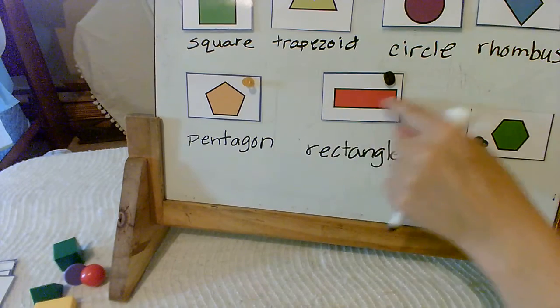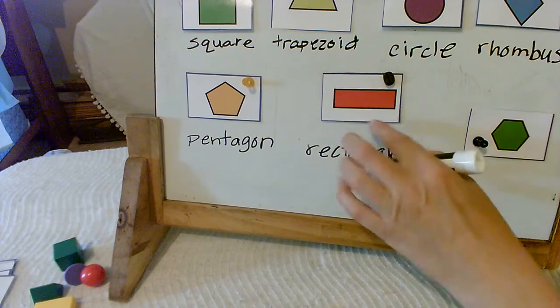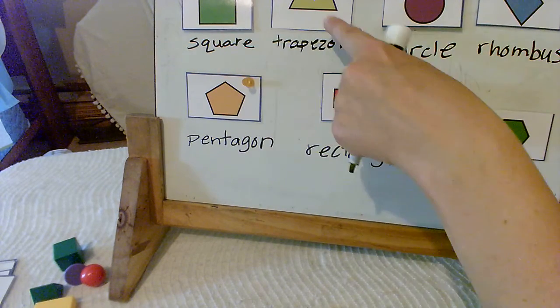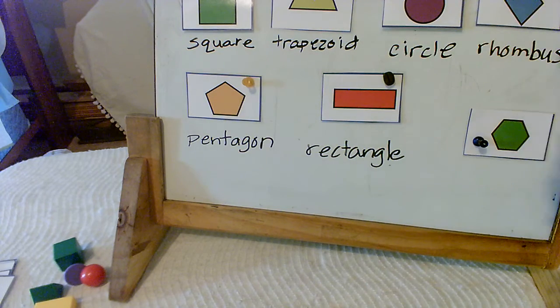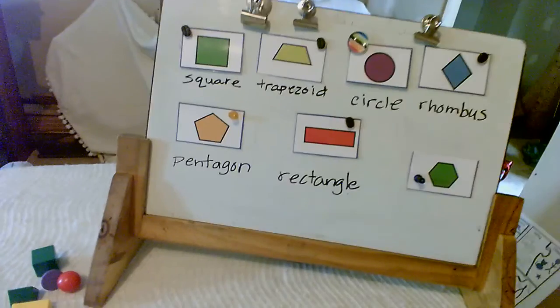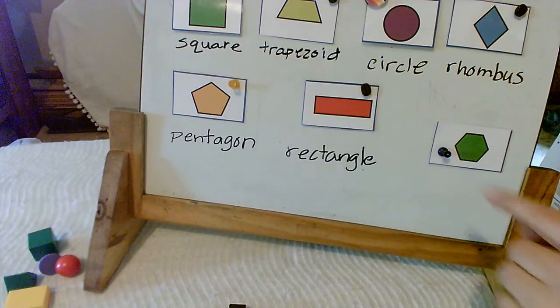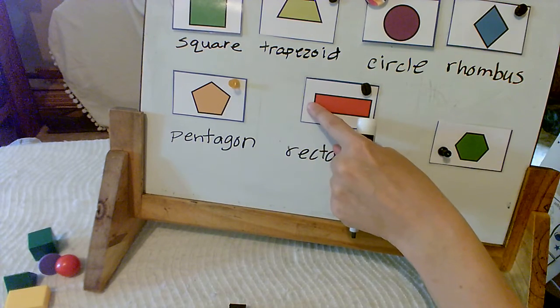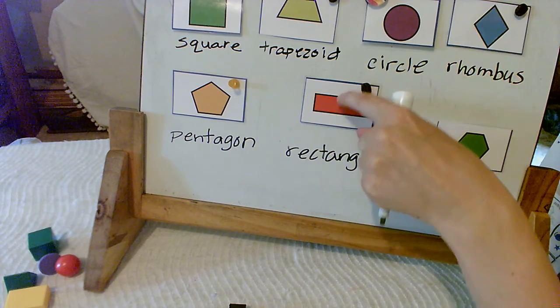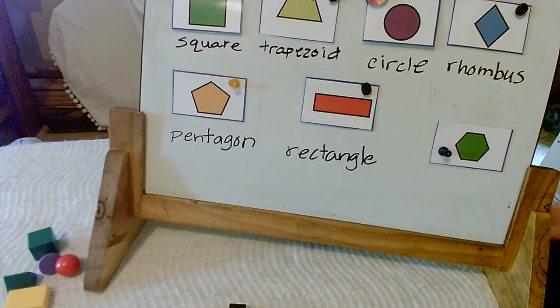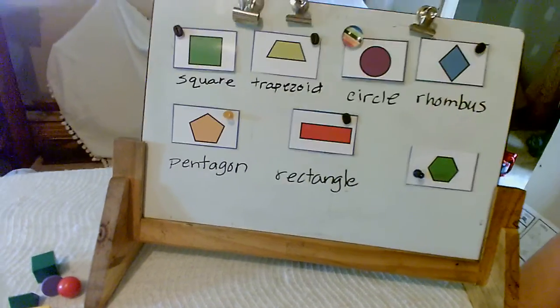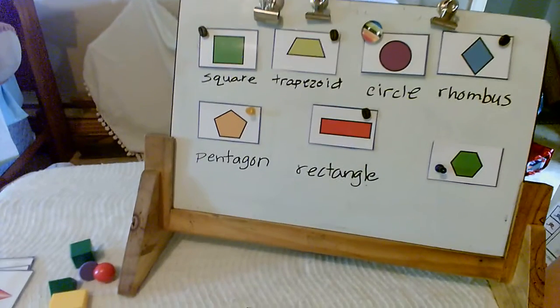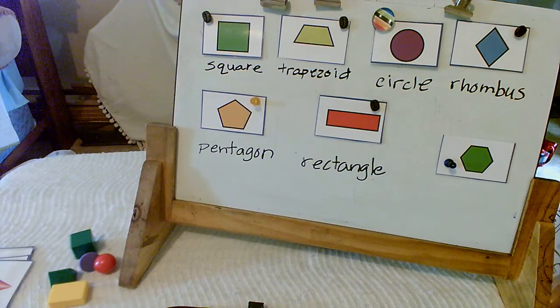1, 2, 3, 4. But does a rectangle look like a square or a trapezoid or a rhombus? It doesn't. What's special about a rectangle is that these 2 sides are the same length, and then these 2 sides are the same length. That is a rectangle. It has 4 sides, which is the same as some of the shapes, but it's different.